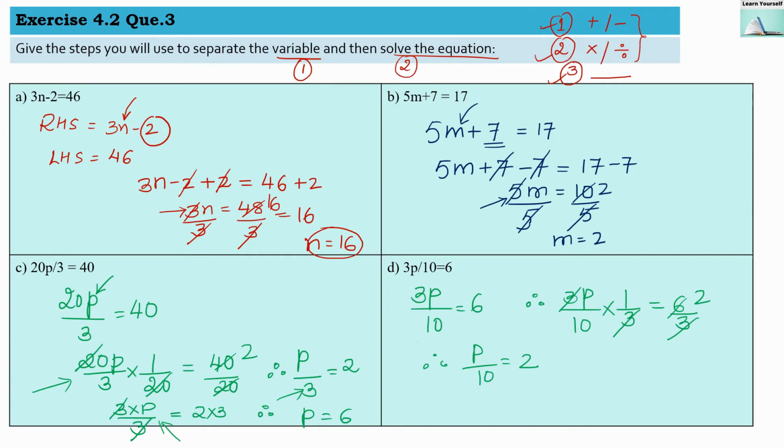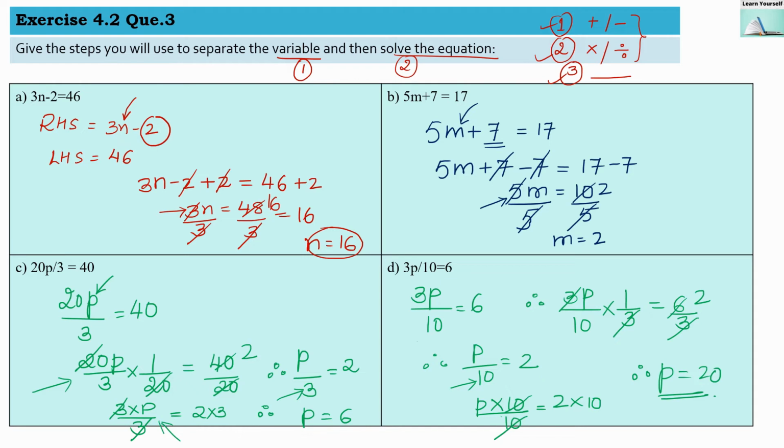Now this 10 is in the denominator. I want to remove this 10, so I have to multiply by 10. So p into 10 divided by 10 equals 2 multiplied by 10. This 10 and this 10 get cancelled out, so I get p equals 20. So this is my solution for the equation.